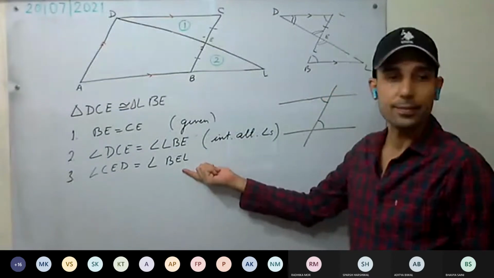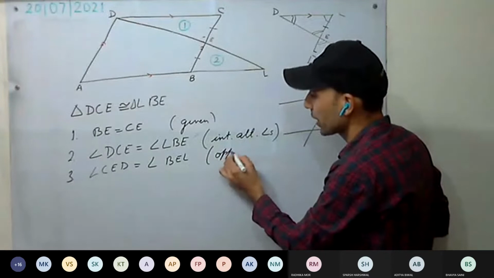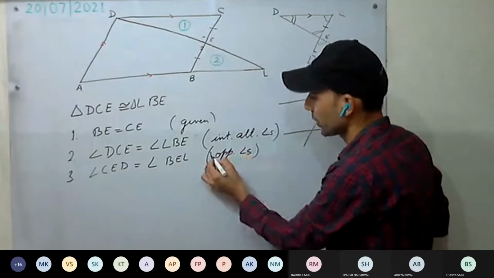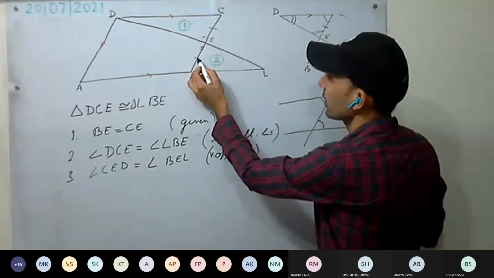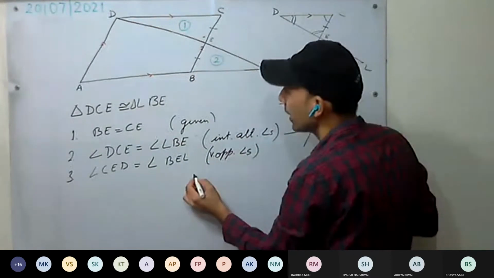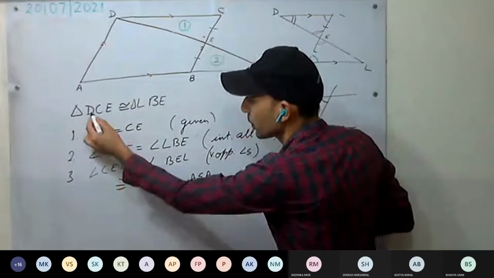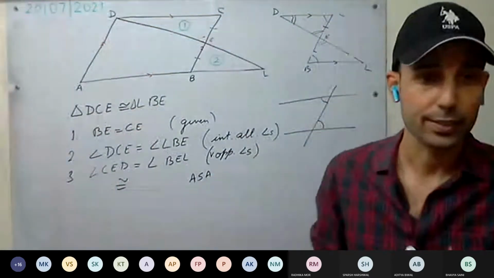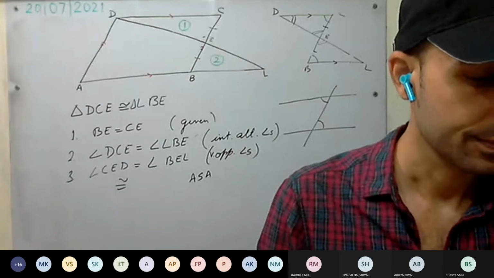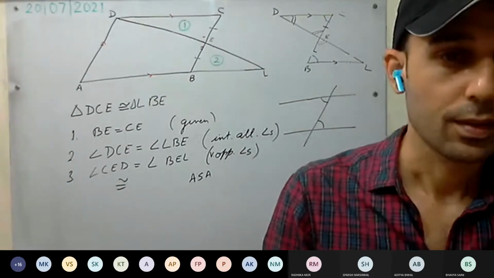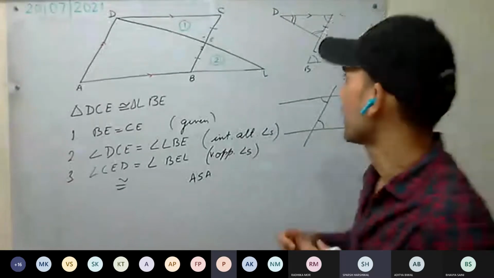Have you understood this one? These are opposite angles, or you can write vertically opposite angles. So we have used angle, side, angle. It is the ASA theorem. By this ASA theorem, we can prove these two triangles are congruent. Have you proved this one? Is this clear?